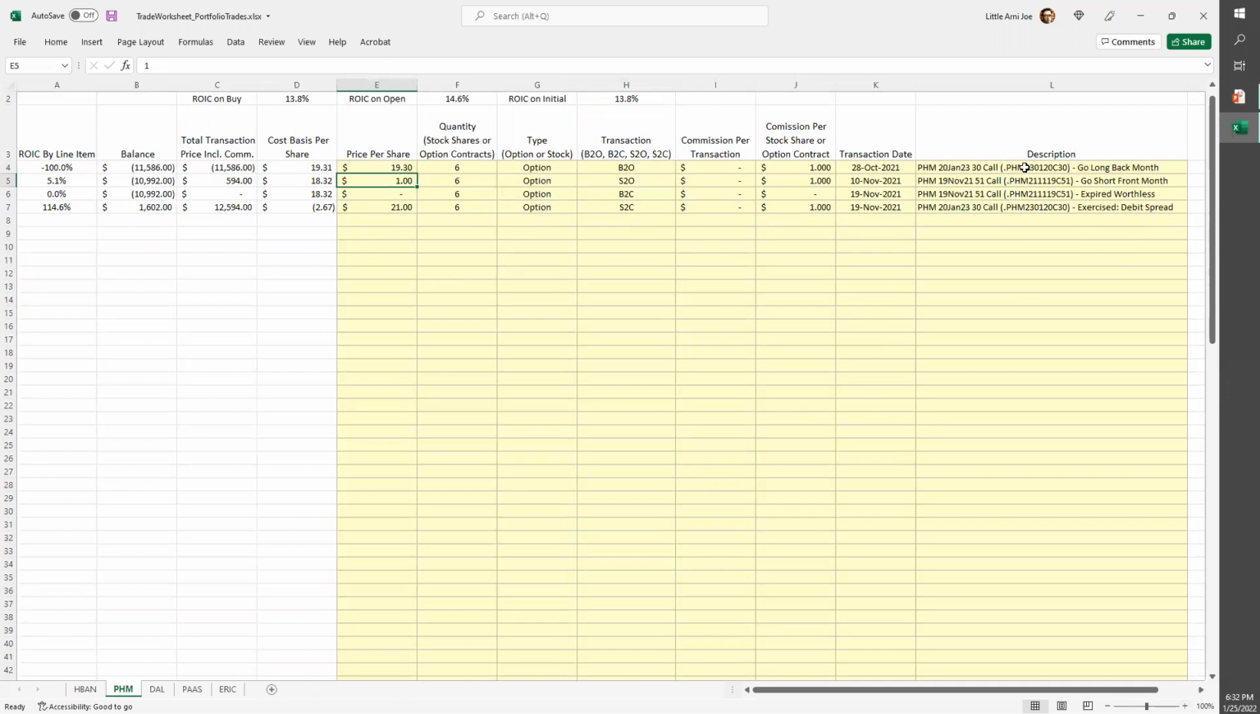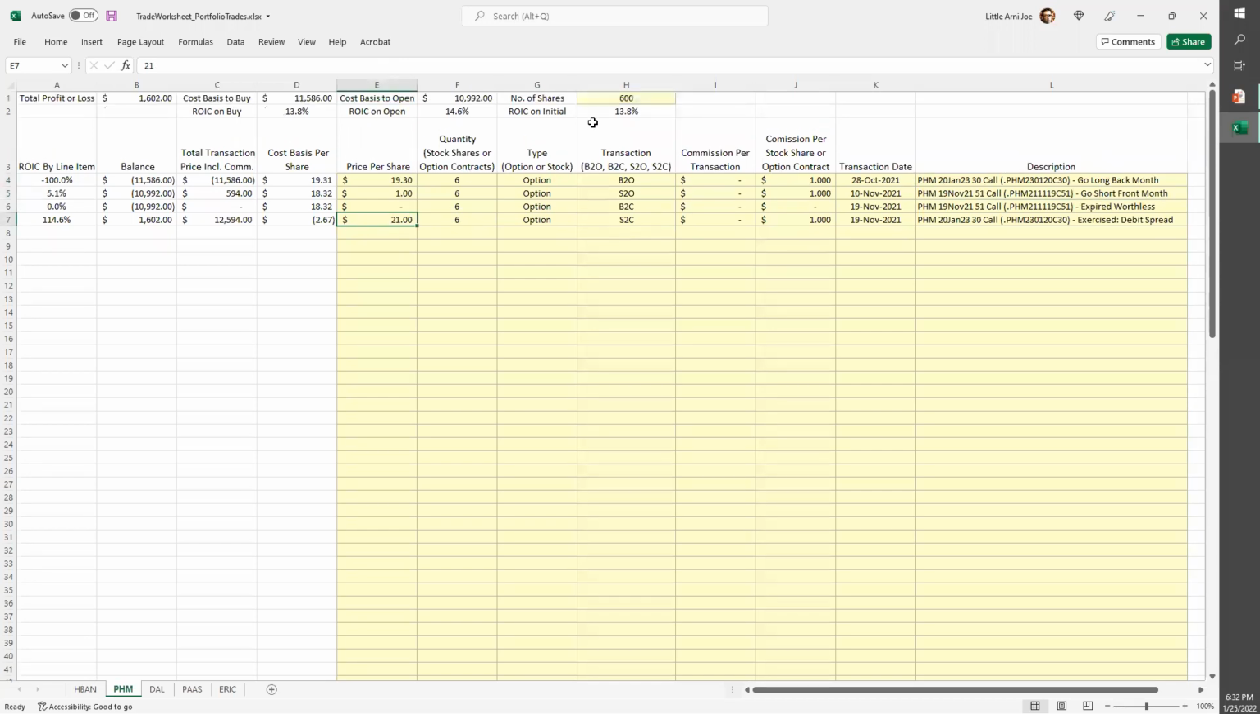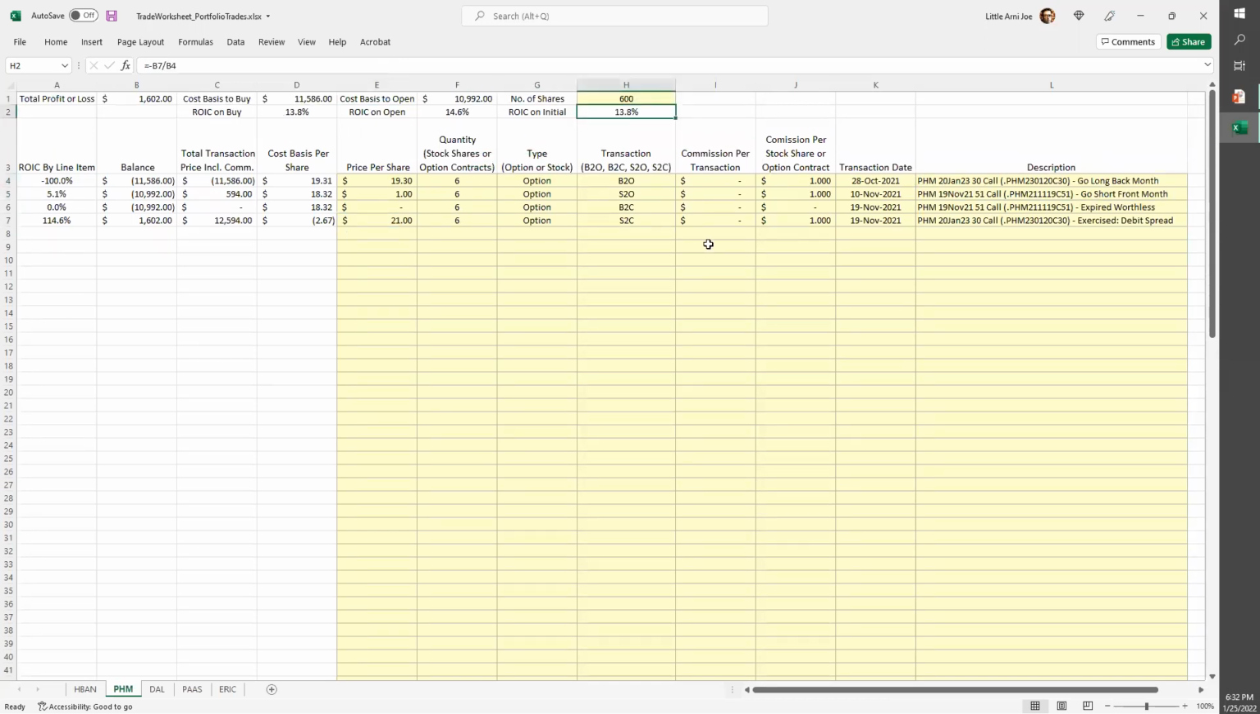So my back month option was the $30 strike price. My front month option was the $51 strike price. So when I got exercised, I got to keep the difference, $21. And this was a return on investment of 13.8%. Again, just a very quick 1-month trade.